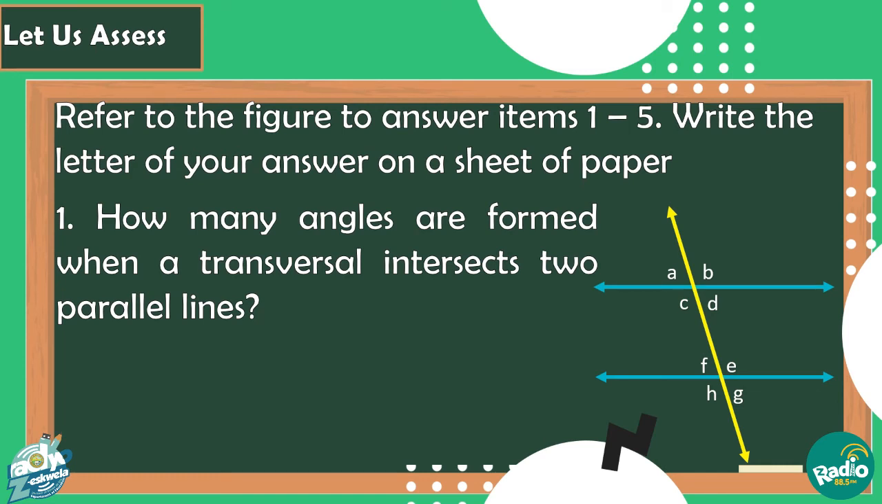Number 1. How many angles are formed when a transversal intersects two parallel lines? A. 8, B. 4, C. 6, D. 2. The answer is A. 8.